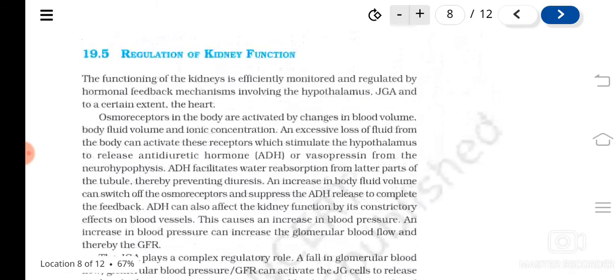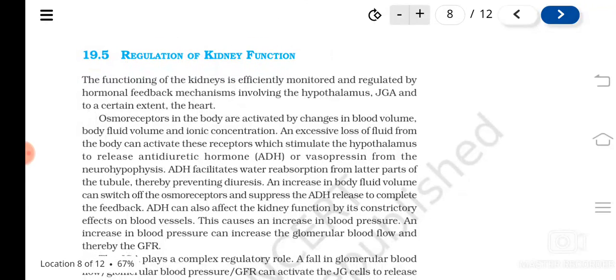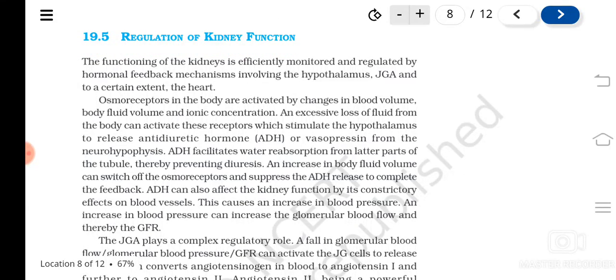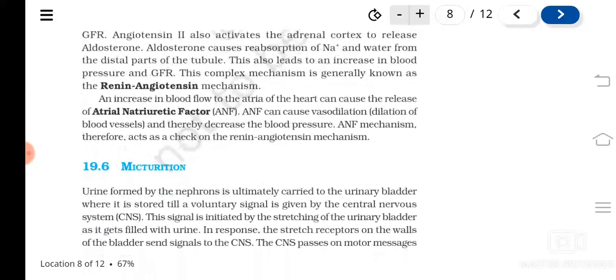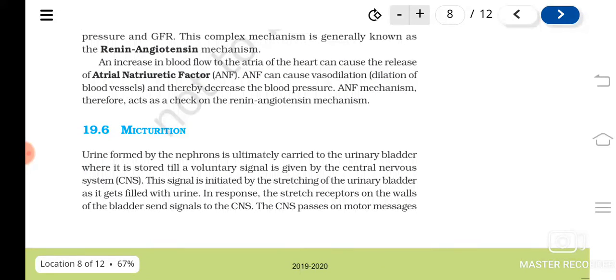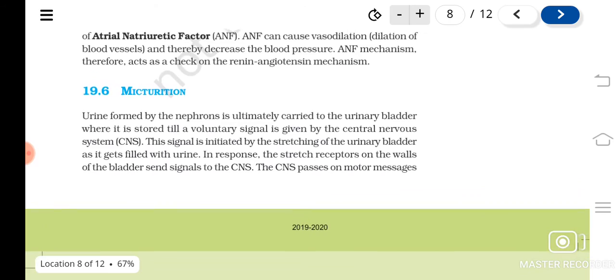So these are the ways by which kidney function is regulated. One is by ADH hormone, the second is by JGA, and the third is by atrial natriuretic factor, ANF. Its release happens in the atria of the heart, due to increase in blood flow in the atria. Understood? So these three mechanisms help to control the kidney function.